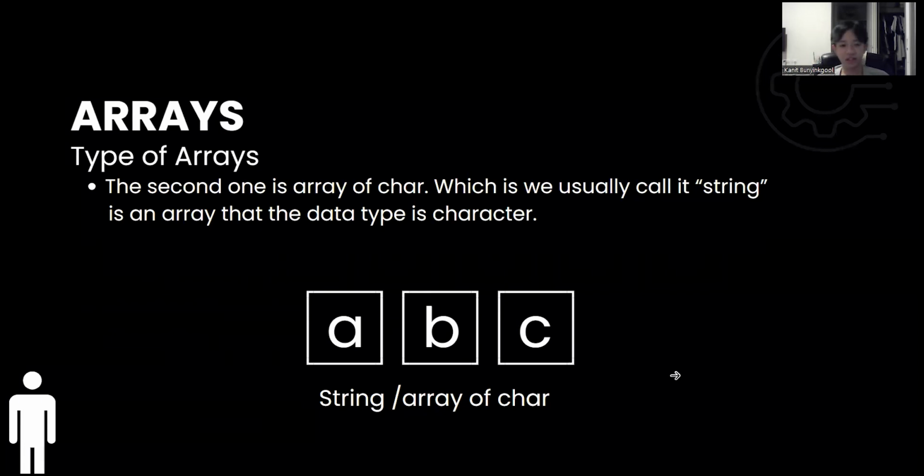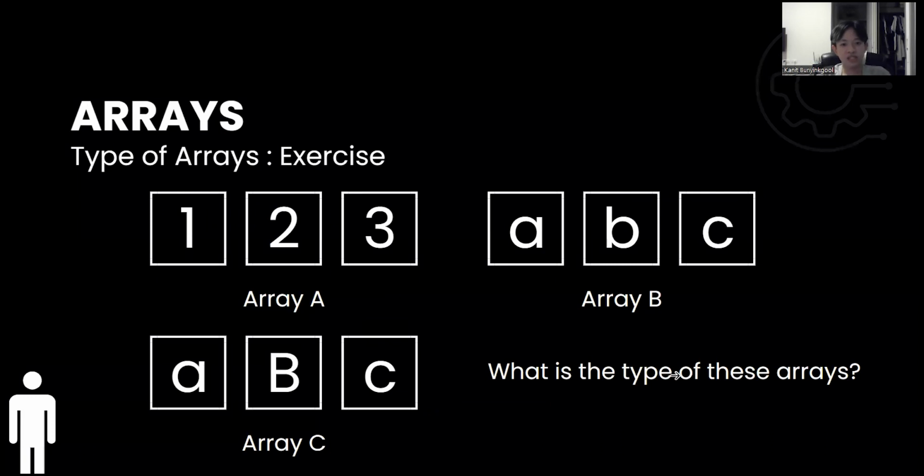Go to the next exercise. What is the type of this array? Okay, array X consists of int, so it's called an array of int. And arrays B and C contain char, so they are arrays of characters, or we call them strings.